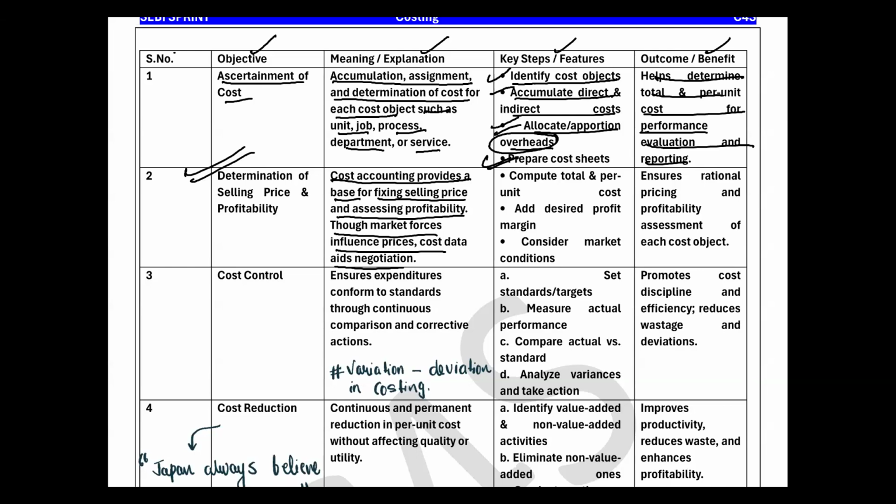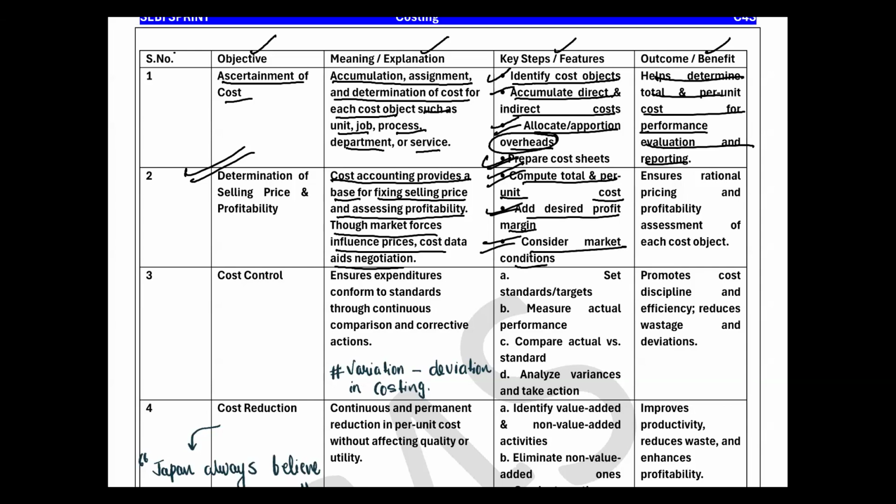Is it clear? Now you need to compute total and per unit cost. Okay? Total and per unit. Total, what your expenses are, and per unit, how you are expensing per burger, and in total in a day, in a week. Everything you have to maintain. Add desired profit margin. Whatever profit margin you want, you need to add.